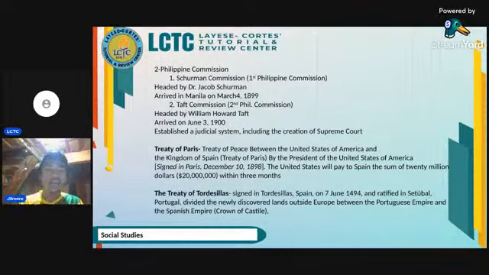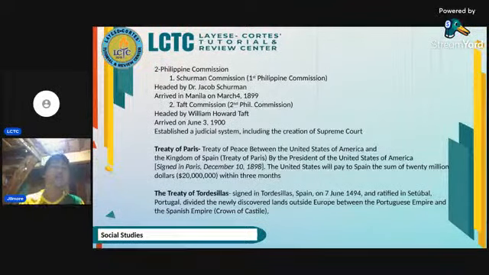Next is the Treaty of Tordesillas. Take note, if the Treaty of Paris is a treaty between the US and Spain, the Treaty of Tordesillas was a treaty between Spain and Portugal. It is a treaty whereby Spain and Portugal divided the world using a demarcation line, dividing the newly discovered lands outside of Europe between the Portuguese Empire and the Spanish Empire, or the Crown of Castile.